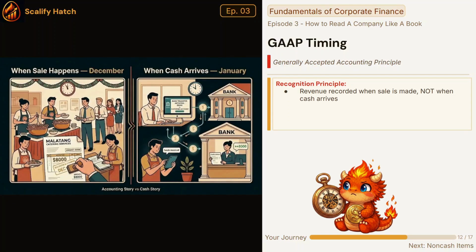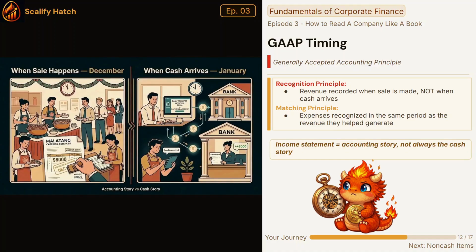Expenses work the same way. Under the matching principle, expenses are recognized in the same period as the revenue they help generate, not necessarily when cash changes hands. The result is, the income statement tells us the accounting story of the business, not always the cash story. And this is the importance of this gap.